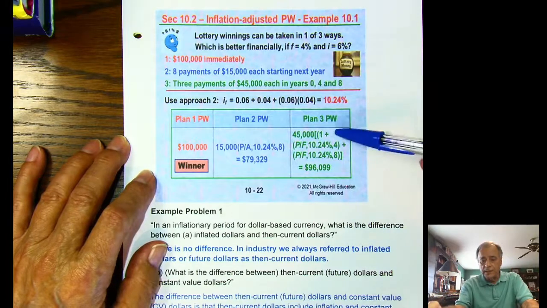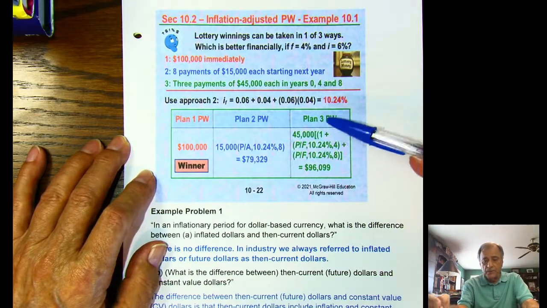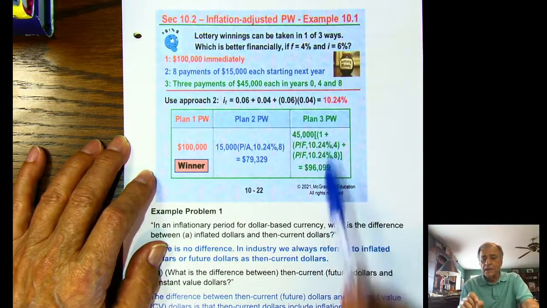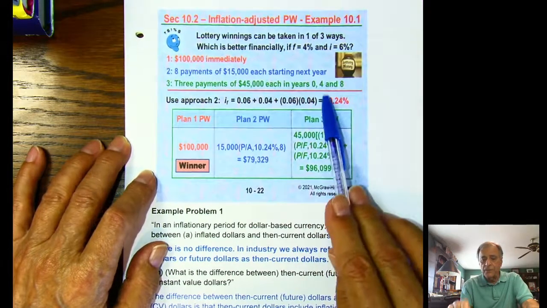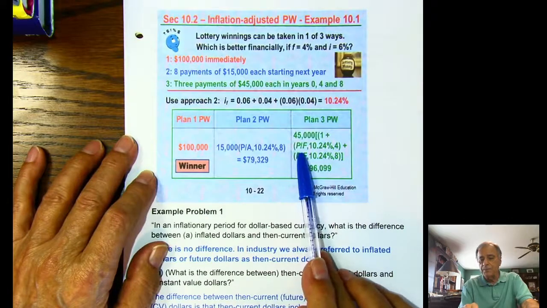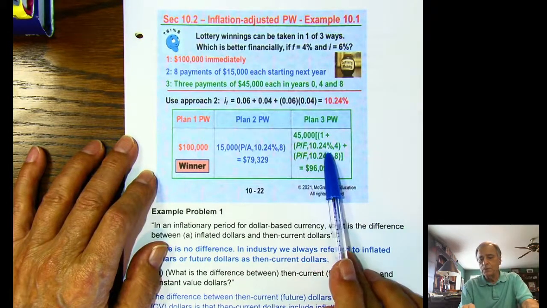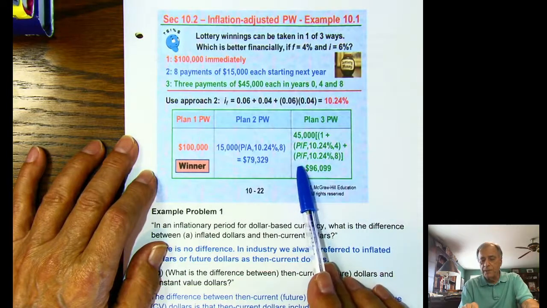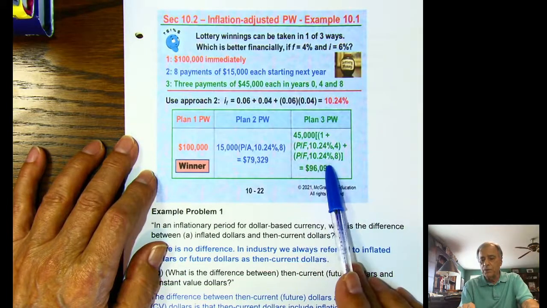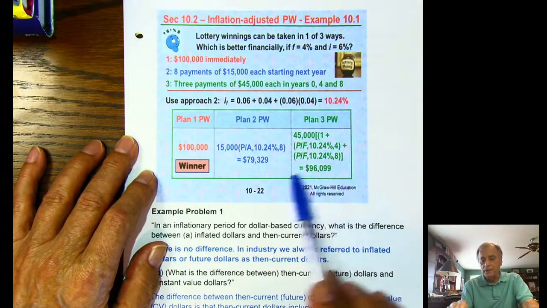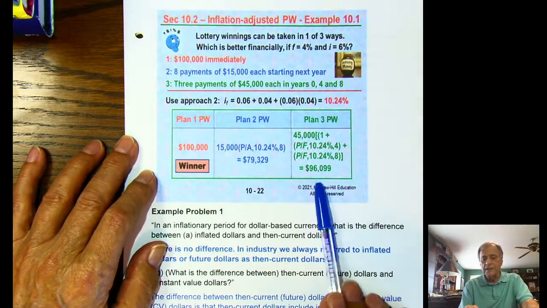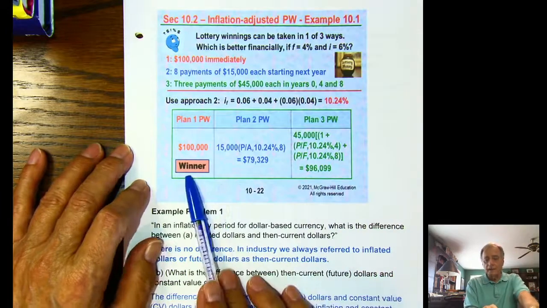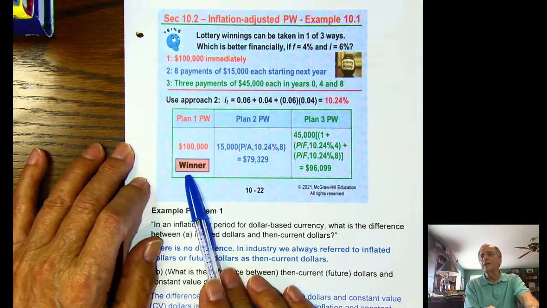And the third option is 45,000 now, 45,000 in 4 years, and 45,000 in 8 years. The 45,000 now is worth 45,000, that's why there's a 1 here. Then the 45,000 4 years from now, you multiply by P given F, 10.24% for 4 years. And the 8 years will be multiplied by P given F, 10.24% for 8 years. If you do that multiplication, you get $96,099. So the best option is to take your $100,000 now.